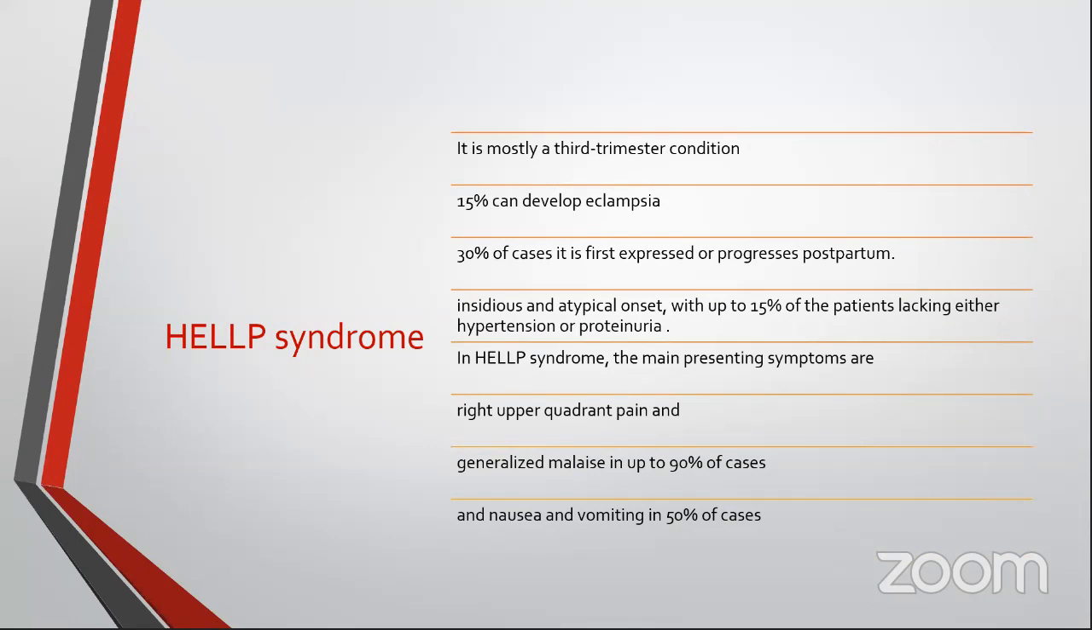HELLP syndrome mostly occurs in the third trimester and 15% can develop eclampsia. 30% first express or progress postpartum. It presents with right upper quadrant pain, generalized malaise, or nausea with vomiting in 50% of cases.